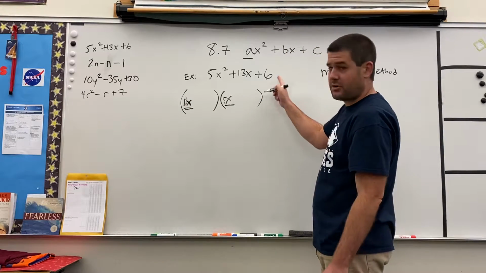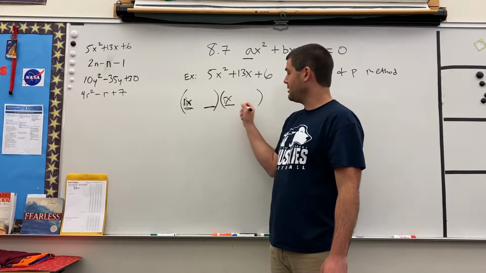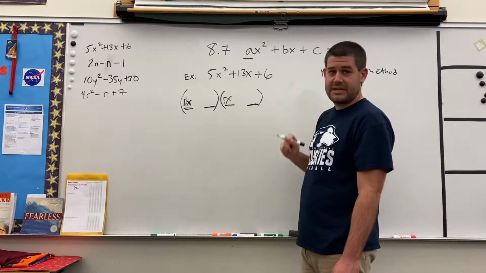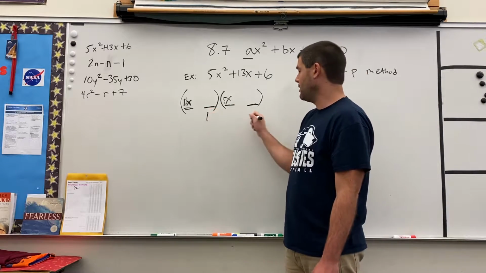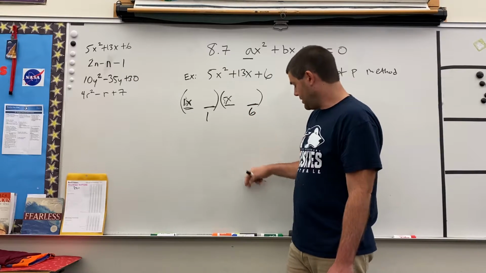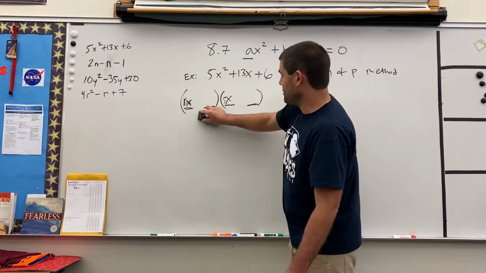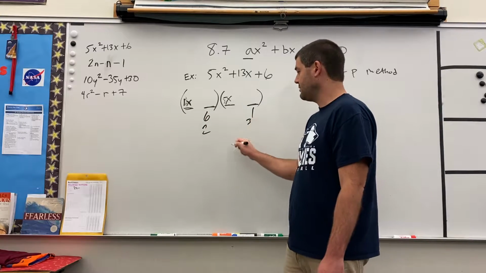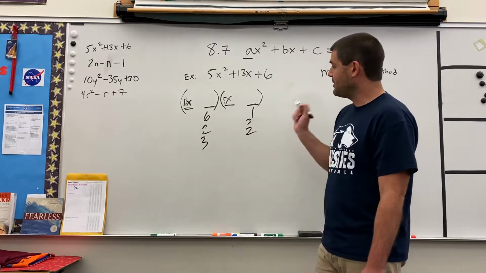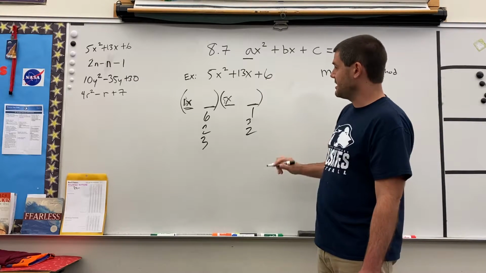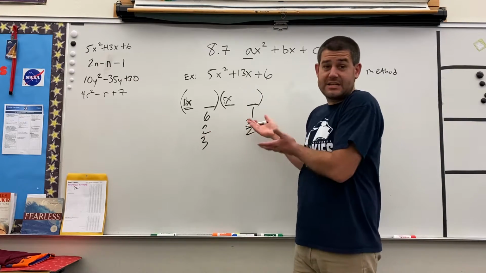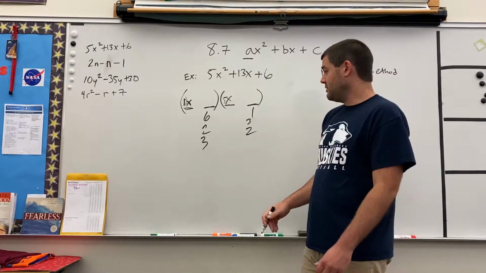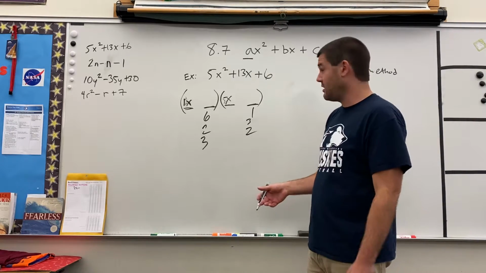We also have options for our last guy. We know that this part right here must multiply to equal 6. So we could put a 1 and a 6. We could put a 6 and a 1. We could put a 2 and a 3. We could put a 3 and a 2. But we know that it must be positive 6. Well, we could do the negatives of all these as well. So there turns out to be a lot of combinations.